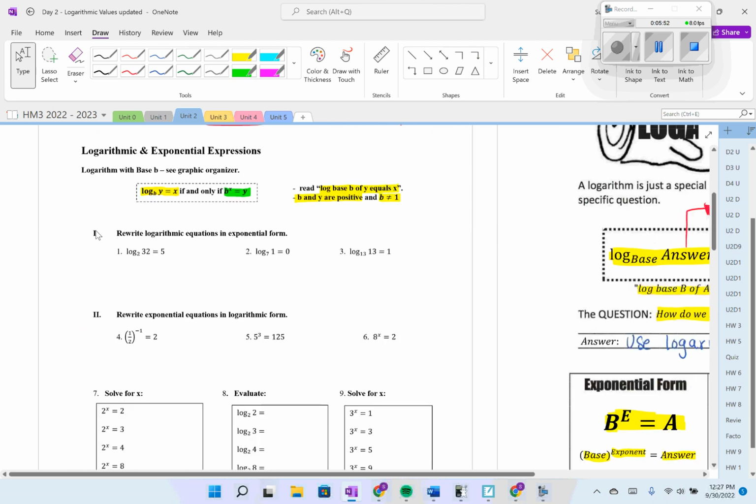So on our notes, see if you can do 1, 2, and 3. You're going from logarithmic equation to rewriting it as an exponential equation. So use your graphic organizer to help if you need it.